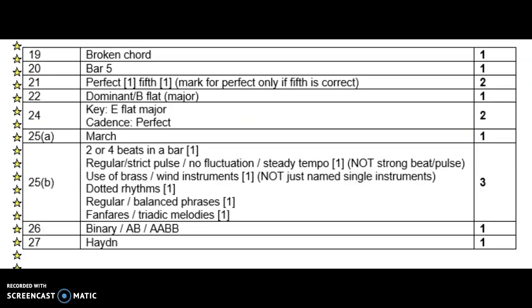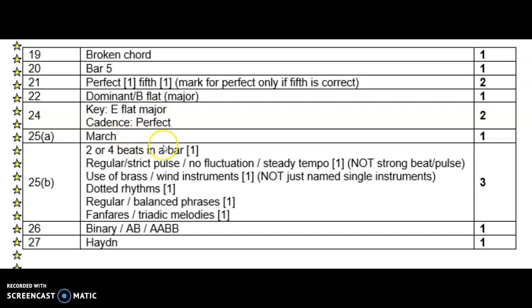Now let's look at the answers. Number 19 was a broken chord. I could hear it's not a dominant pedal or a tonic pedal. Okay, I hear in the music bar 5 was repeated. Perfect fifth. B flat to F. F belongs to the key of B flat. Please don't write major fifth. It's a perfect fifth. It moves to the dominant B flat major. And the next cadence is a perfect cadence in E flat major.